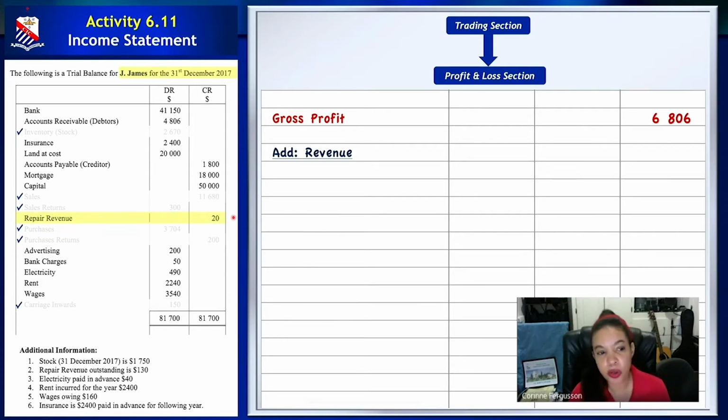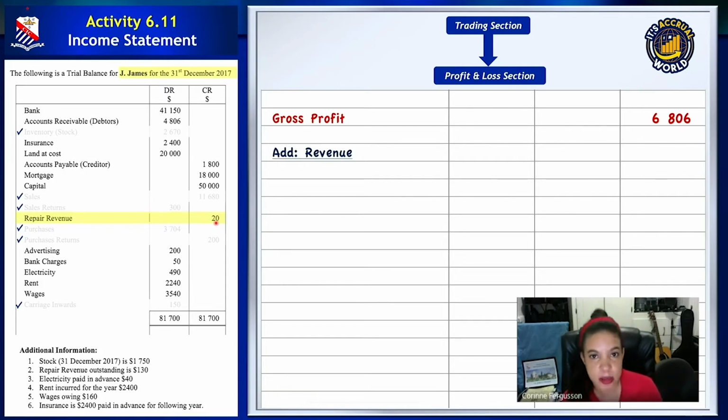Do we just go across and put it in the income statement? No, we don't, because remember, we have accruals and prepayments. Because of the accrual or the matching concept, we cannot just put the 20, which represents the amount of revenue received. Reminder, we have to put the revenue earned, and revenue earned would be the revenue received, add the accruals less the prepayments. Where would we find those adjustments?